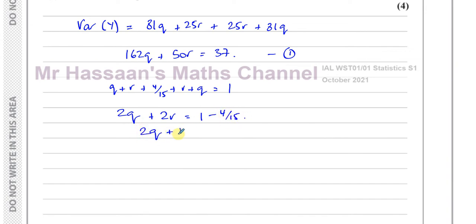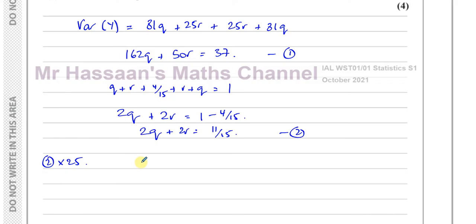So 2q plus 2r equals 11 over 15, which we actually deduced from the last part of the question, part B. Okay, but now we can solve these 2 equations simultaneously. We've got 2 equations that I can solve simultaneously. So for example, let's say we make the r's the same. So let me multiply equation 2 by 25.